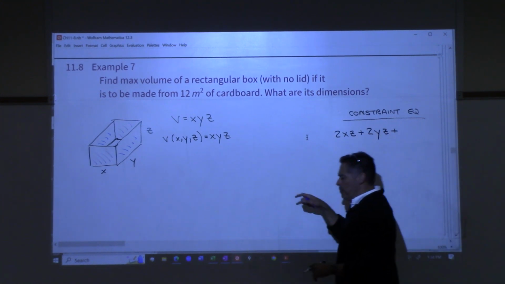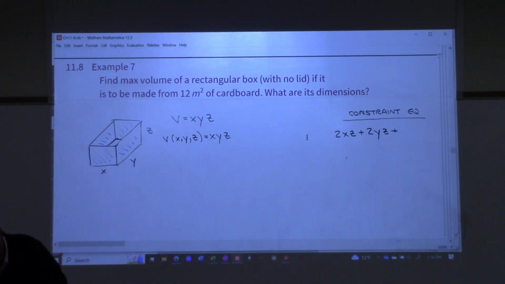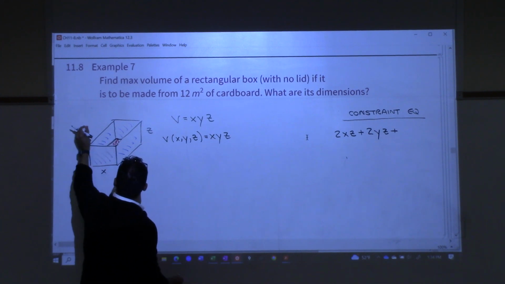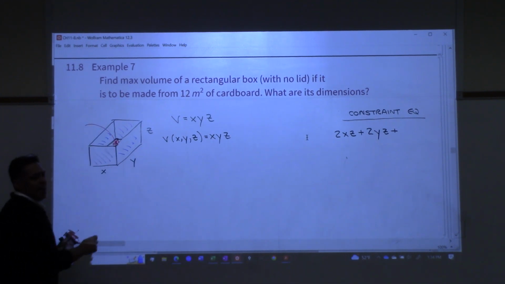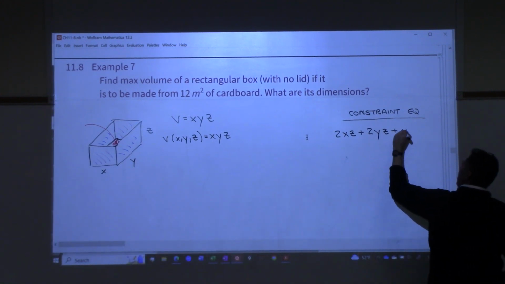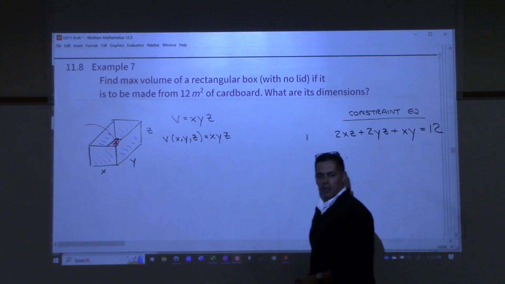Plus, I have the bottom of the box, right? Only the bottom, not the top. So the bottom of this thing down here has the dimensions, the area of x times y, and I only have one, so xy. I know that added up together has to be 12. Do you see the constraint?